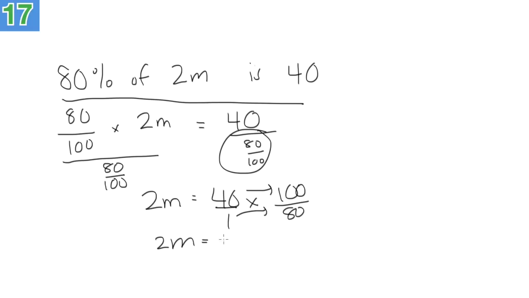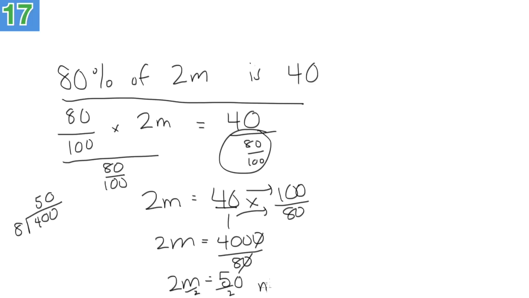When we multiply fractions, we go straight across. 4,000 over 80. All right, let's get rid of those zeros. So we have 400 over 8. Let's just solve that. 8 into 400. 8 goes into 40 5 times, and then 0. So 2m equals 50. All right, now divide by 2 to get m alone. We know that m equals 25.